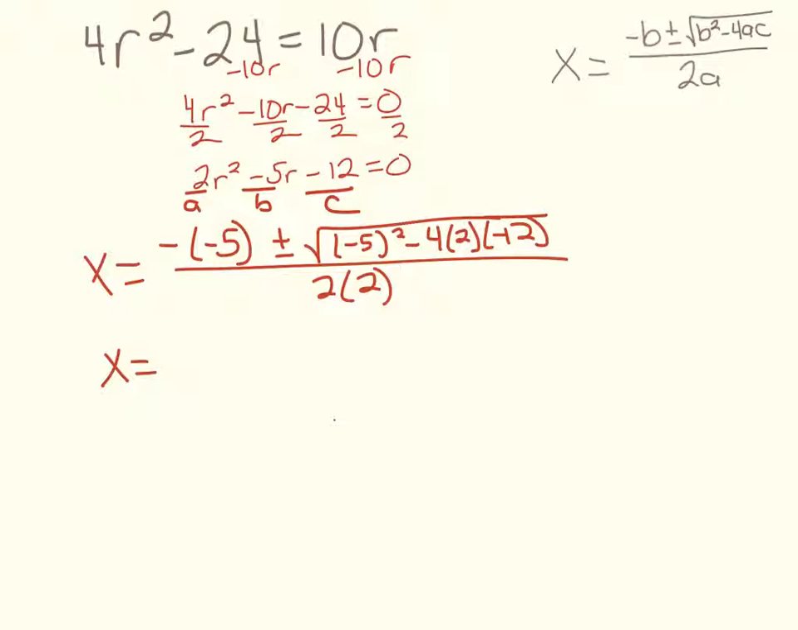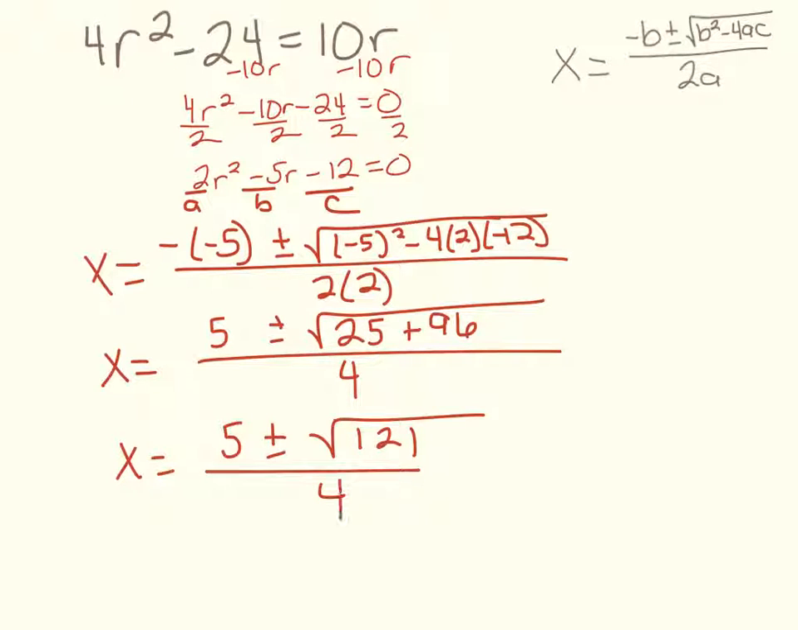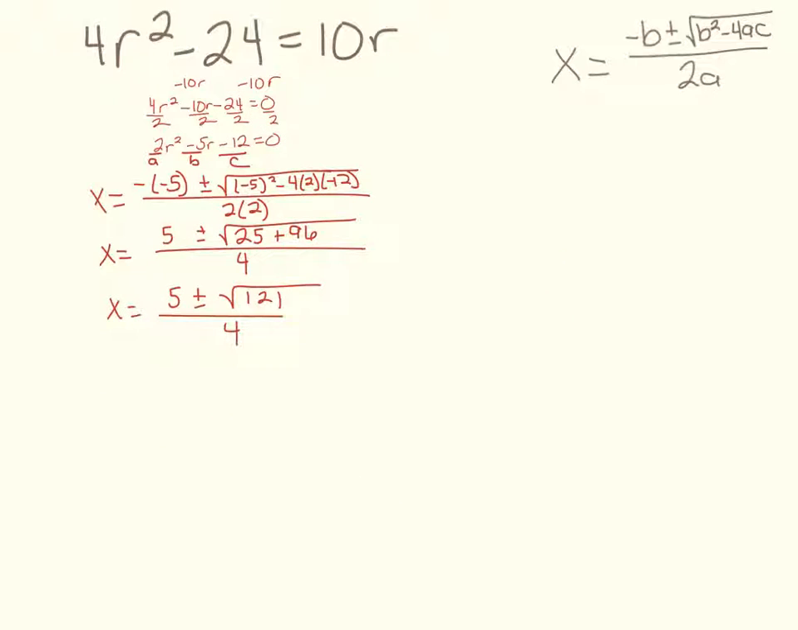So now we'll start simplifying. And negative 5 is actually a positive 5. 5 squared is 25. Negative 4 times 2 is negative 8 times negative 12 is positive 96. And then 2 times 2 is 4. And then 25 plus 96 would be 121 over 4.